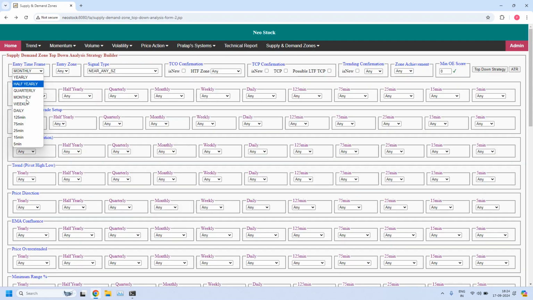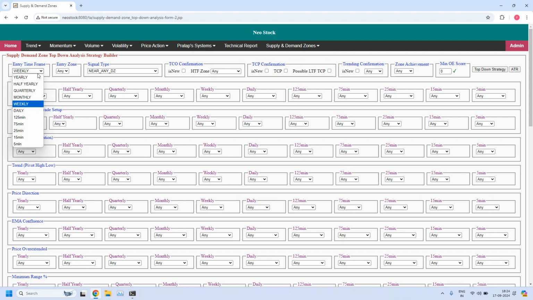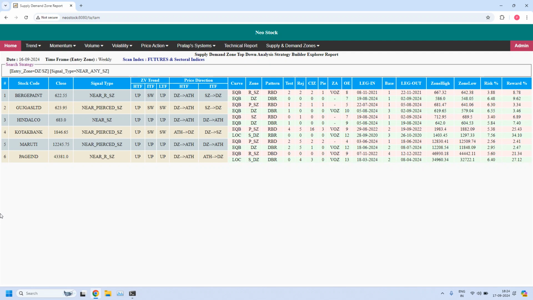Next time frame is weekly. Let us find the stocks near the weekly demand zone. 9 stocks are filtered. Next, for the weekly time frame, let us find the stocks near the weekly supply zone. 6 stocks are filtered.